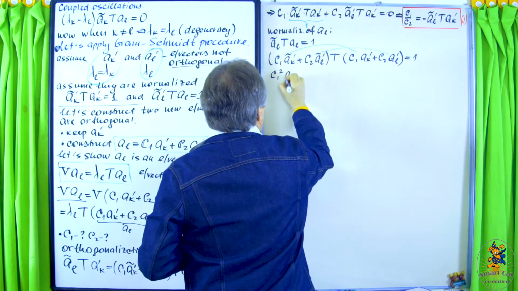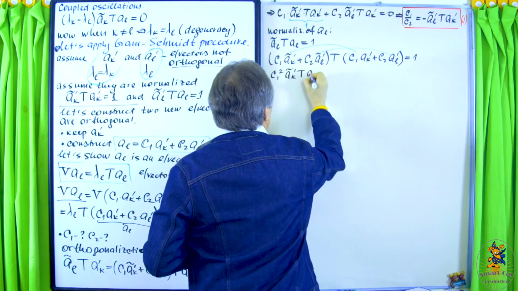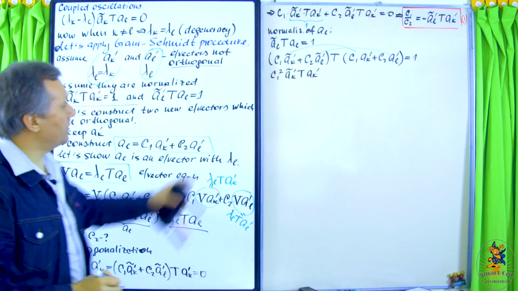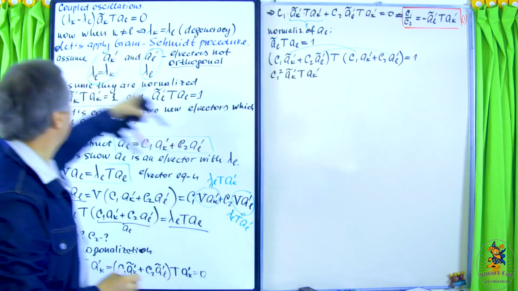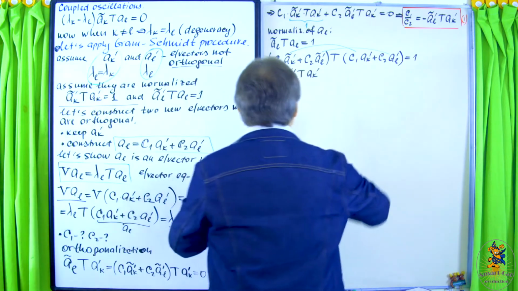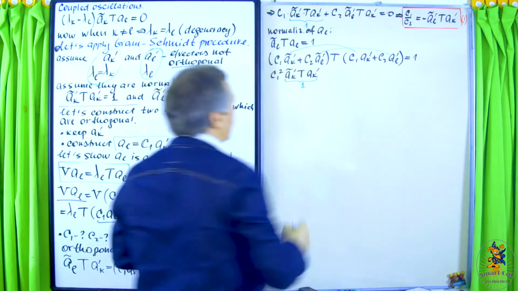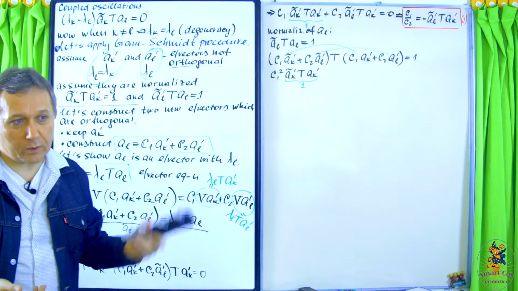Then AK prime transposed T AK prime. And immediately what is that? AK prime transposed T AK prime. It's a normalization of the vector AK prime. So that is equal to 1 immediately, right? Again, it's not a unit matrix, it's just a 1.